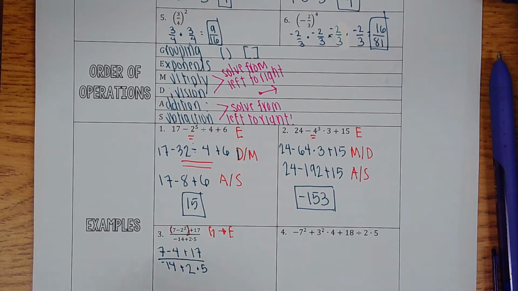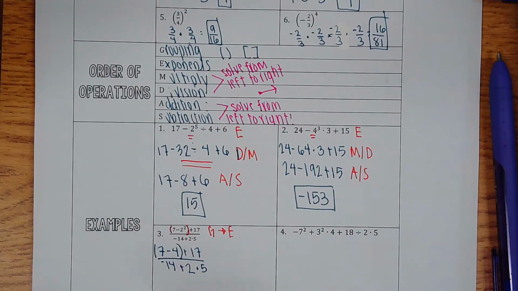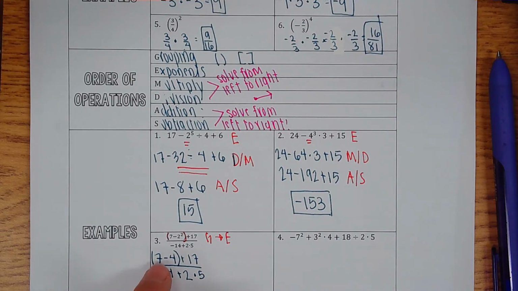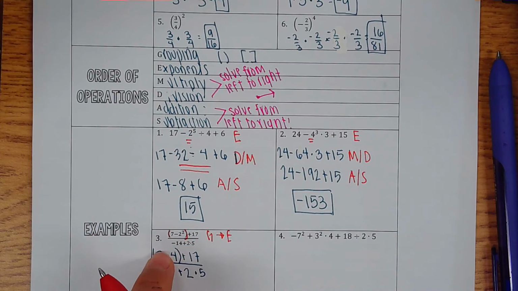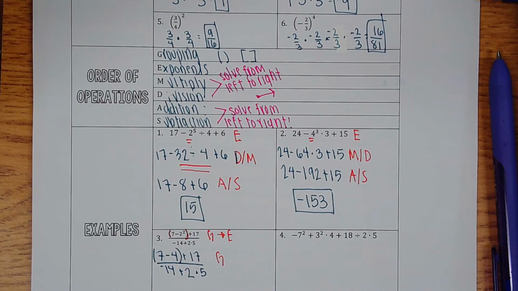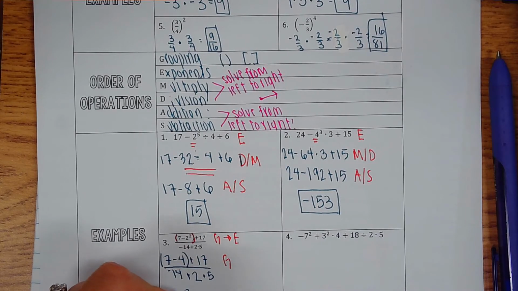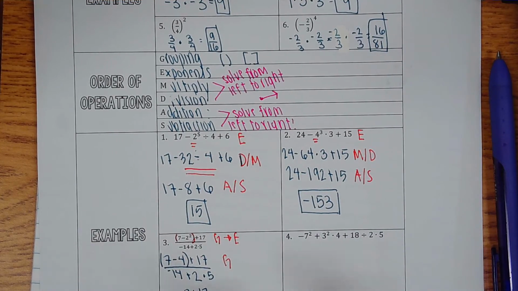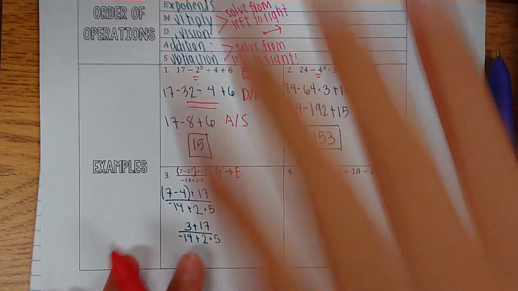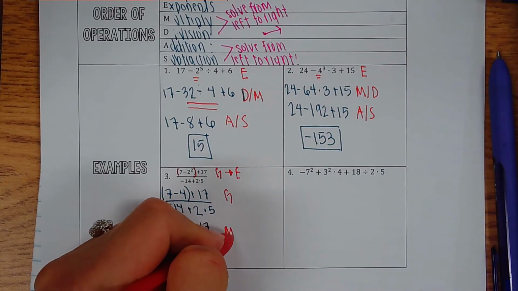So now what I'm going to do is I'm still leaving these grouping symbols here, right? Because there was grouping symbols with an exponent within them, I did the exponent, and now I'm going to do the grouping. So now I'm doing the grouping, and that will give me 7 minus 4 is 3 plus 17 all over negative 14 plus 2 times 5. All right, well, next in my order of operations, looking at that problem, oops, let me move this up for you so you can see, is multiplication or division.